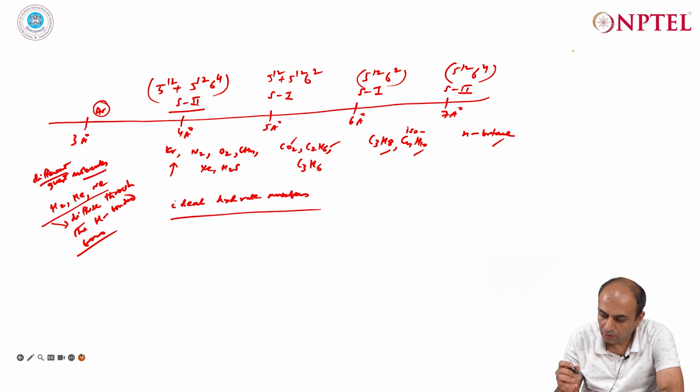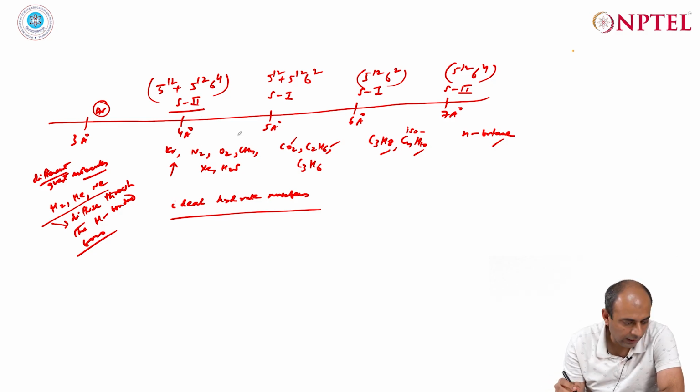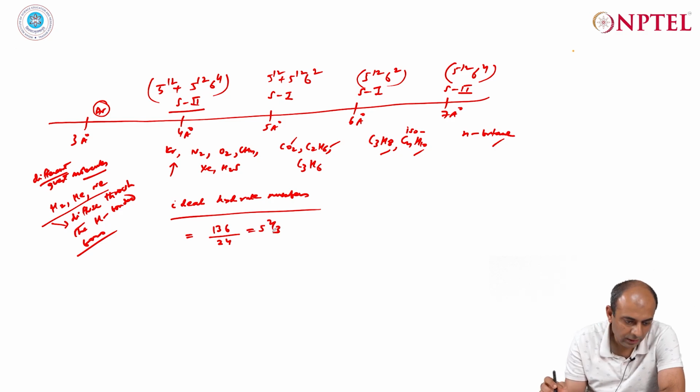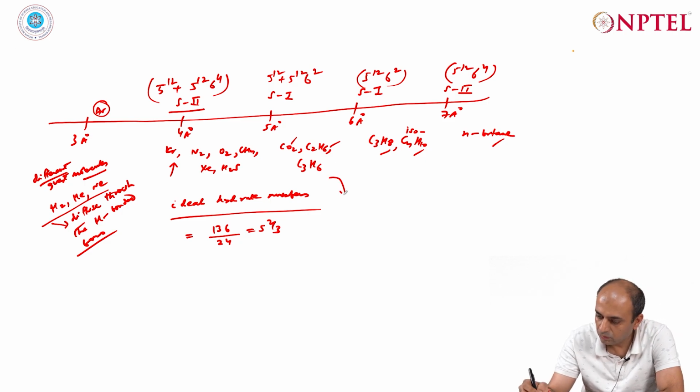So, now let us look at the ideal hydrate numbers. In the case of S2 type, where we have these guest molecules, the total number of voids which are occupied is 24. We saw that number, and the total number of water molecules is 136. So, this comes out to be 5 2/3. In the second case, we have 46 water molecules divided by 8, that is 6 plus 2, 8. So, this is 5 6/8, that is 5 3/4.